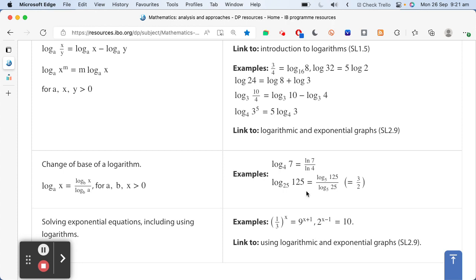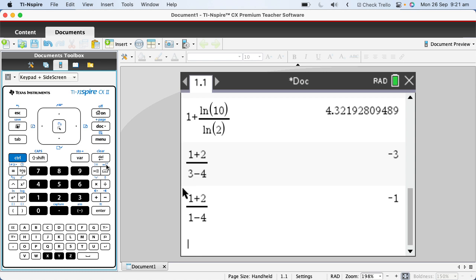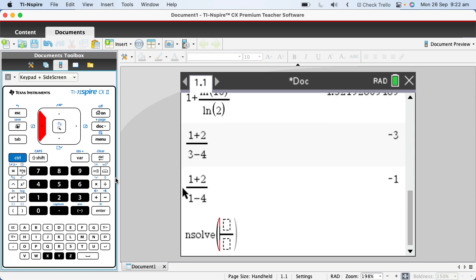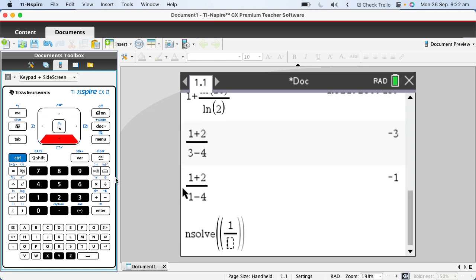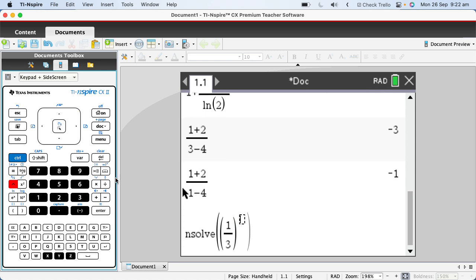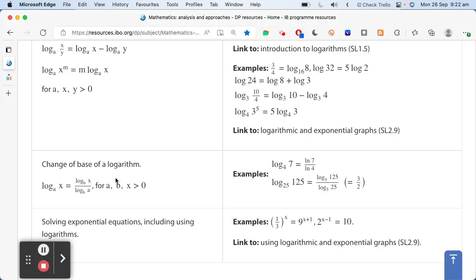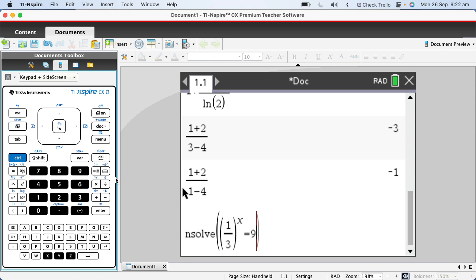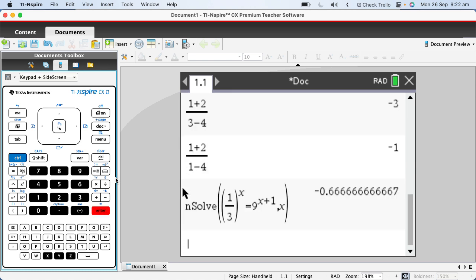A third to the power of x equals 9 to the power of x plus 1. Now, that's something you should be able to do without a calculator anyway. But again, just for proof of purchase, you could use nsolve. I can then go control divided by, probably have brackets around the whole thing, 1/3 close bracket to the power of x is equal to 9 to the power of x plus 1, comma x to say what I'm solving it in relation to, and there you go, and probably reinterpret that as x being minus 2/3. You can see that from the decimalisation, I hope.